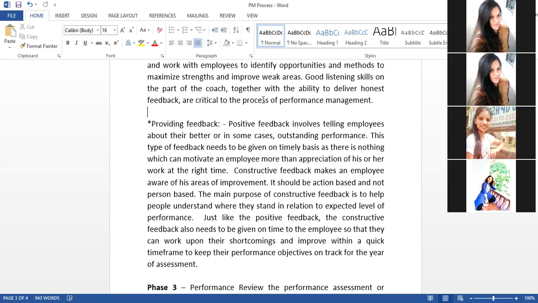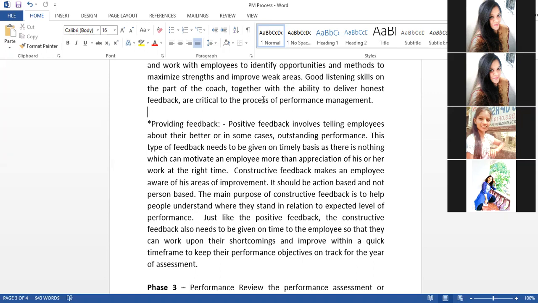The main purpose of constructive feedback is to help people understand where they stand in relation to the expected level of performance. Just like the positive feedback, the constructive feedback also needs to be given on time to the employees so that they can work upon their shortcomings and improve within a time frame to keep their performance objectives on track for the year of assessment.